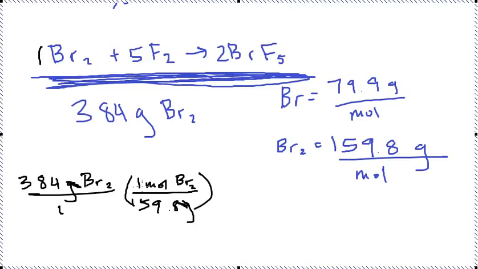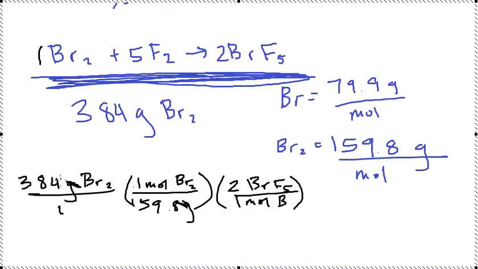Now that I have moles, I can say, well, for every 1 mole of bromine that I'm dealing with, how many moles of bromine fluoride do I get? 2. All right, so for every 1 mole you put in, you get 2 moles out, right? This is where you use the ratio.